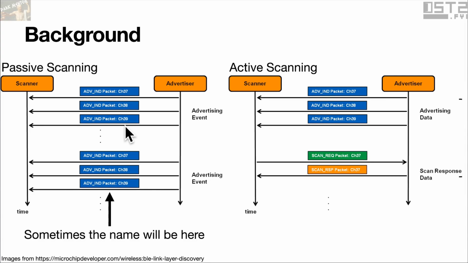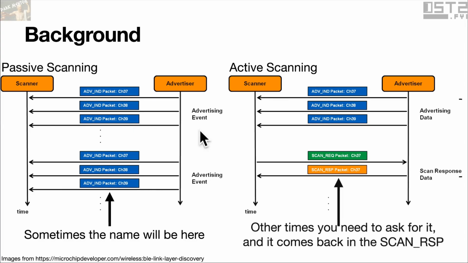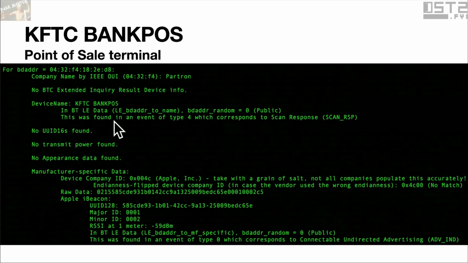And sometimes that information will include the device name. But other times you have to actually explicitly request it. You send a scan request packet, and you get a scan response back. In this case, you can see that this KFTC name actually came from a scan response, according to querying my own little database. So that means, for instance, if you're just rolling by really quickly and the thing gets out of range, you might send a scan request, but you may never actually get the scan response back.